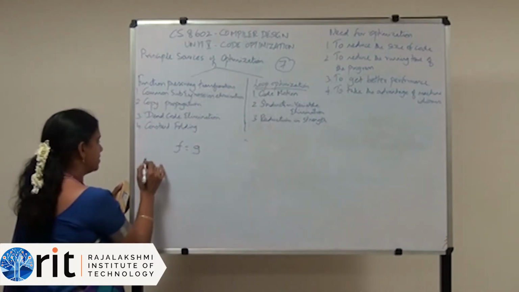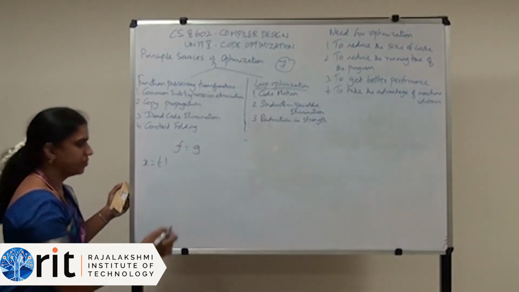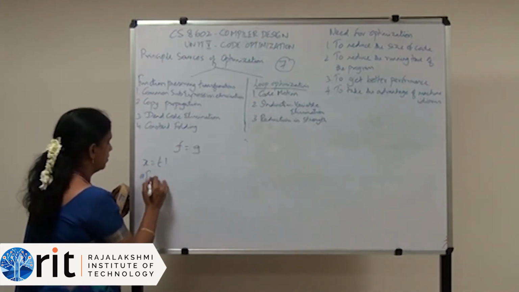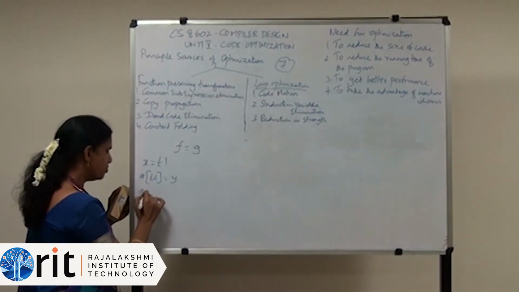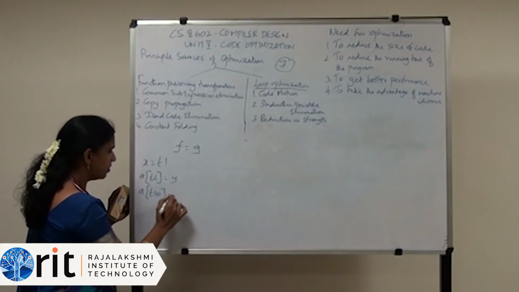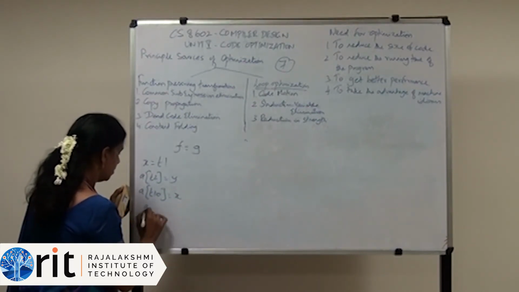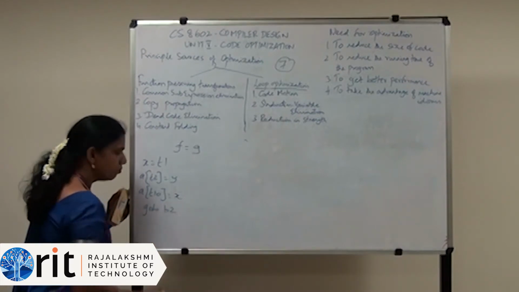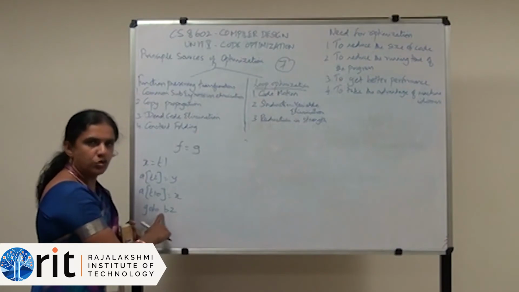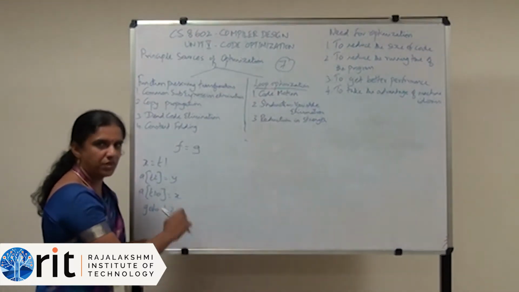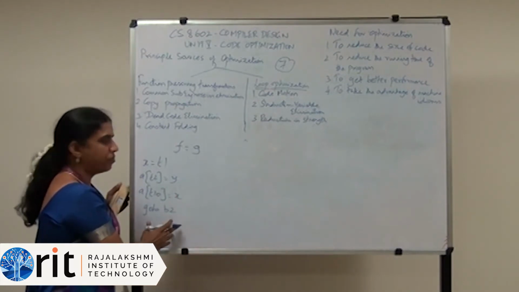For example, let us take one statement, x = t1. Then a[t2] = y. Let us assume some statements. a[t10] = x. Go to b2. I am using the unconditional jump statement goto. Go to b2 means it will go to some label b2. Just we are taking it for an example. So this is before optimization.